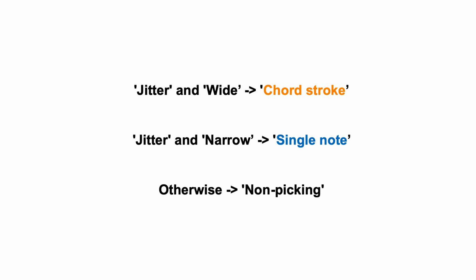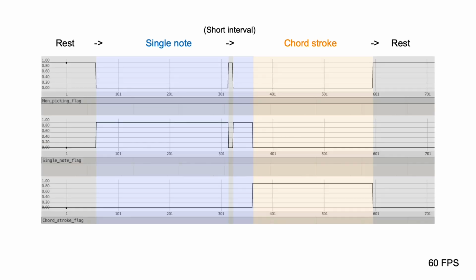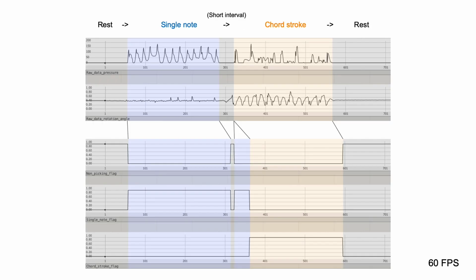By combining these two factors, pressure and rotation angle, we judge the picking state as non-picking, single note, or chord stroke. We informally tested our prototype interface. In this graph, each column shows the value of the pressure sensor and acceleration sensor respectively. This graph shows the result. Each column shows non-picking flag, single note flag, and chord stroke flag respectively. This graph shows the comparison between sensing data and the flag.